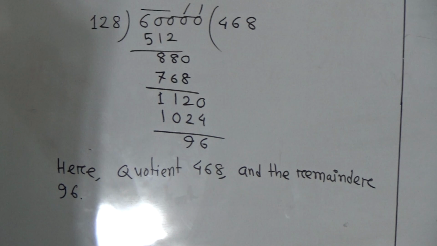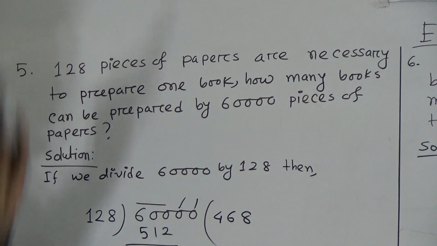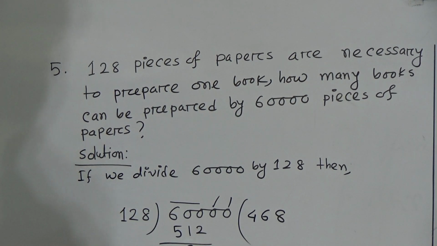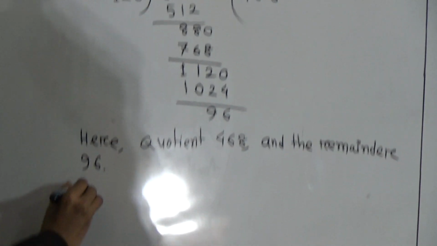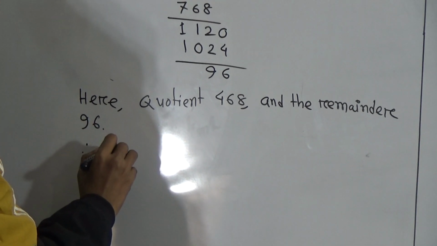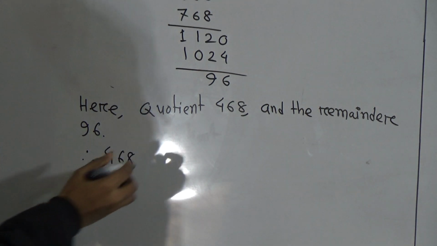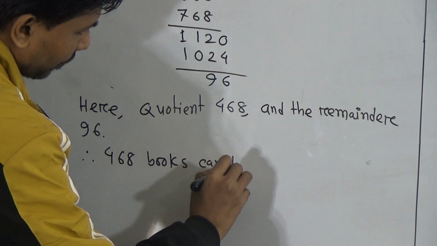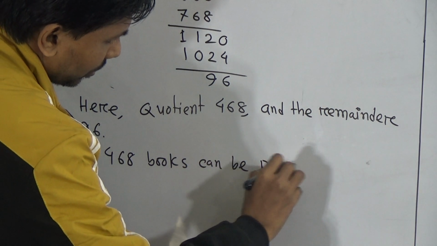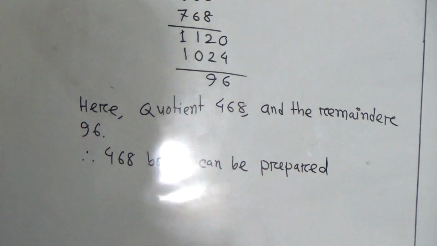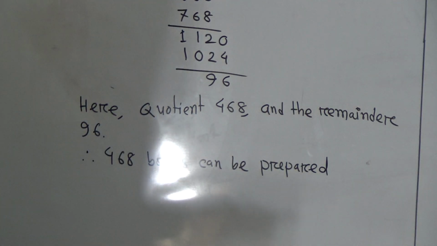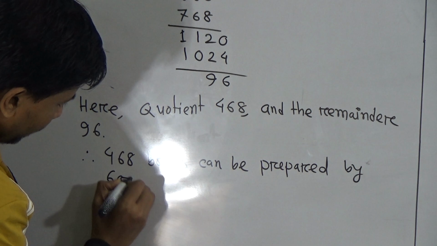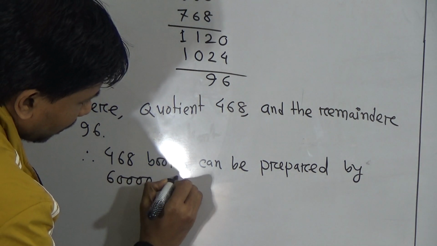How many books can be prepared by 60,000 pieces of paper? Okay, according to the question you have to write the answer. Okay, therefore you have to write, therefore 468 books can be prepared. 468 books can be prepared by 60,000 pieces of paper.